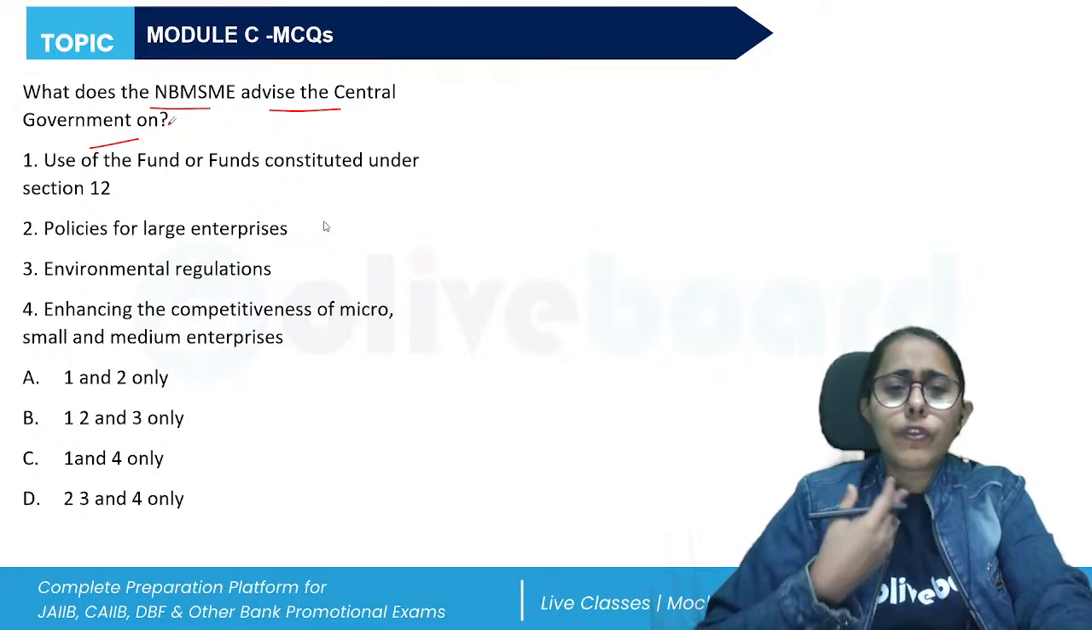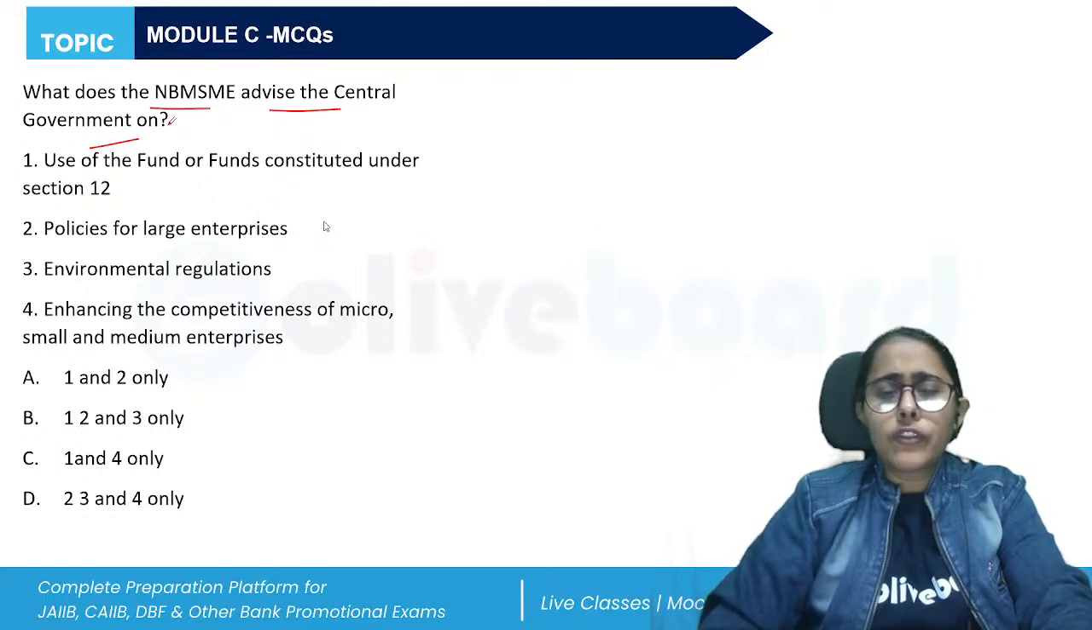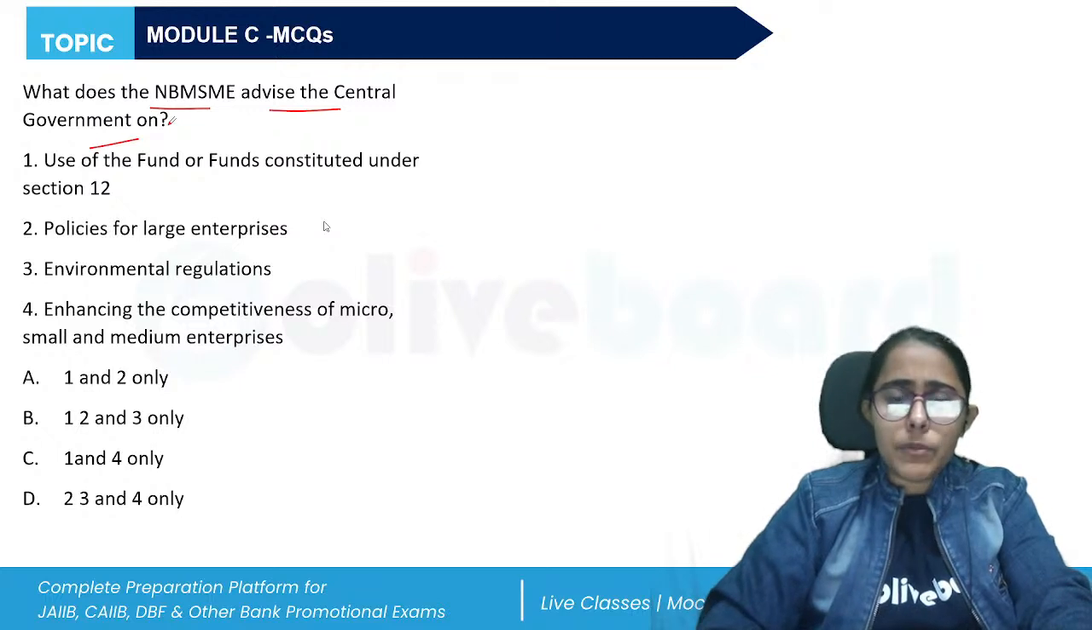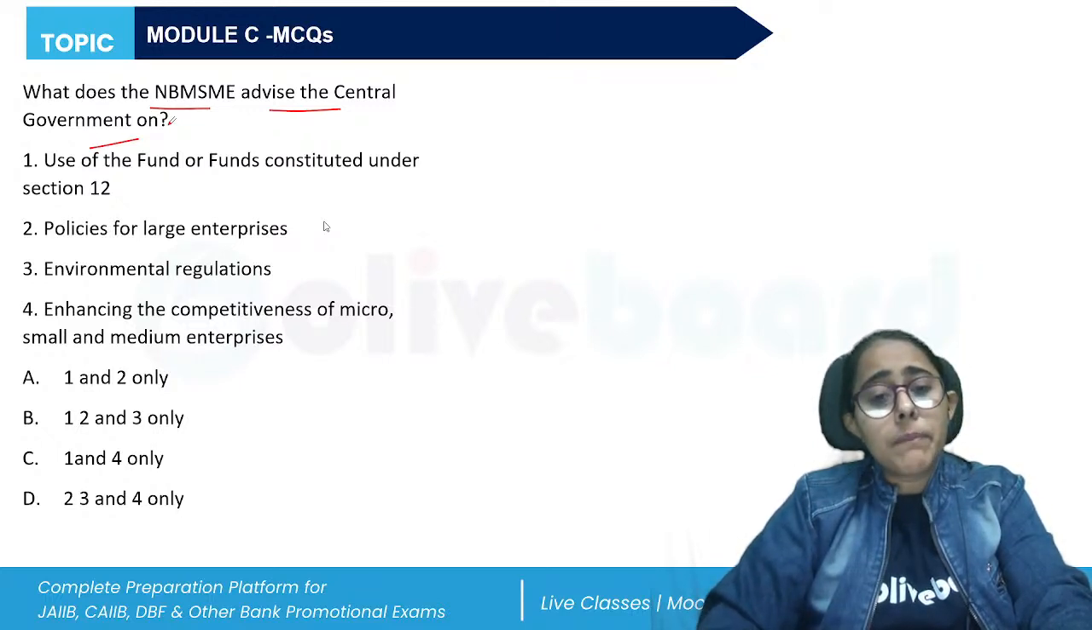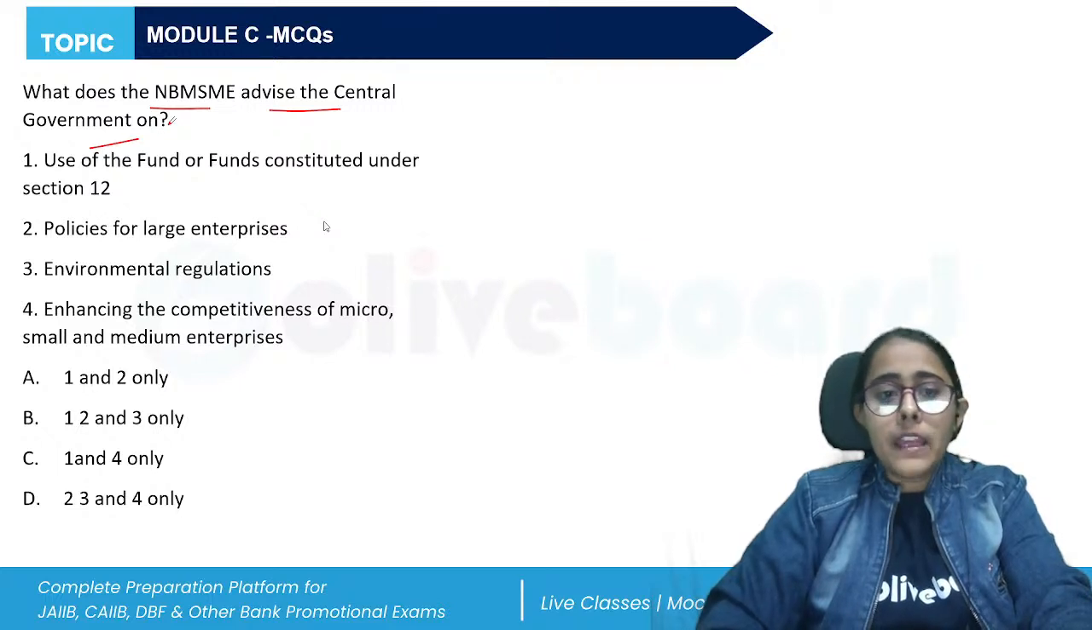Basically, it will consist of 47 members, and out of that, 18 will be the ex officio members. They will have different responsibilities like examining the factors affecting the promotion and development of MSMEs, recommendations according to the matters that are referred to the board, advising the central government on various issues.